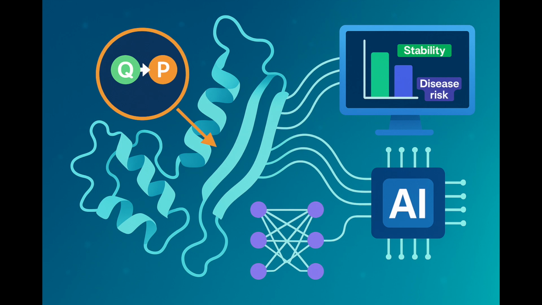So here's something to think about for you listening. How could a tool like this, one that can actually predict the combined effects of multiple changes pretty accurately, how could that really speed things up? Think about designing brand new proteins, maybe for industry or medicine, or trying to understand complex diseases where it's often not just one gene change, but maybe several acting together. Definitely something to chew on.